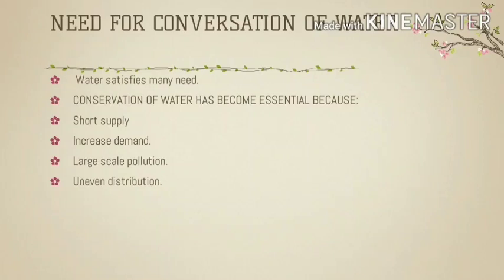Why has conservation of water become so essential to us? Because there is shortage of supply. Short supply is there, meaning there's scarcity of water. In each and every aspect of our life we require water, and as the population is increasing day by day, the increasing population also requires the water supply. That's why there is shortage of supply of water.